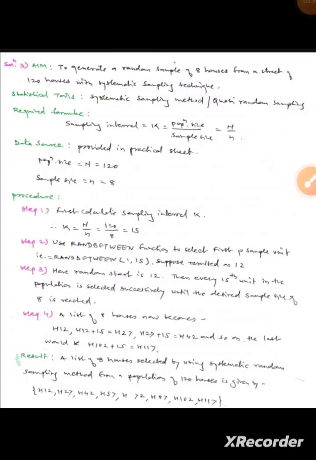So how many samples are there? These are the 8 samples, starting from H12 up to H117. In this way, by the use of the sampling interval and by taking the successive interval values, we can obtain a systematic sample. In systematic sampling, first we have to calculate a sampling interval, then we use the RANDBETWEEN function to obtain the random start, and we take the successive intervals up to however many samples we require. So what is my result?